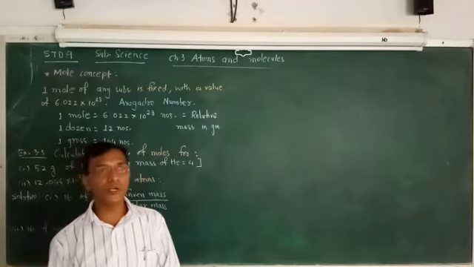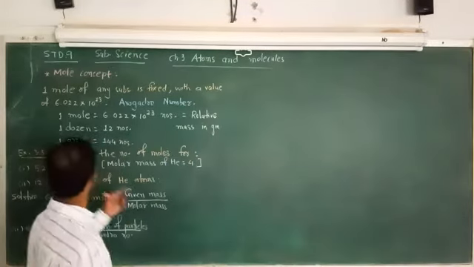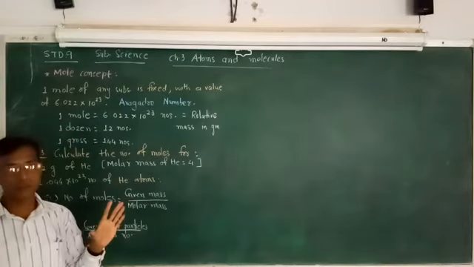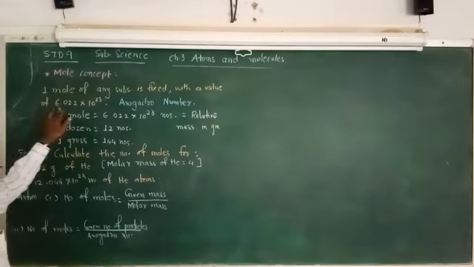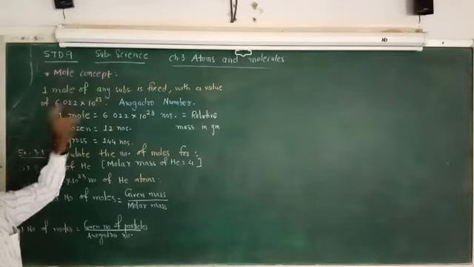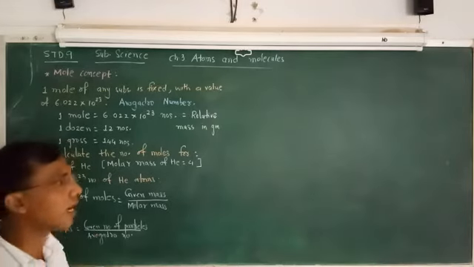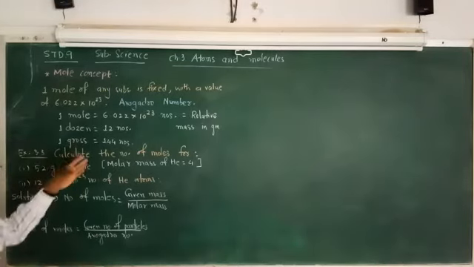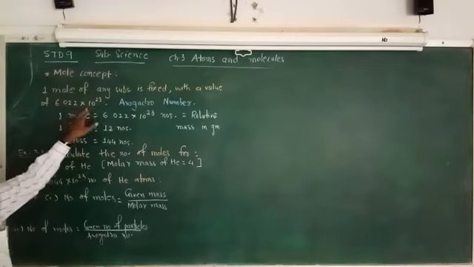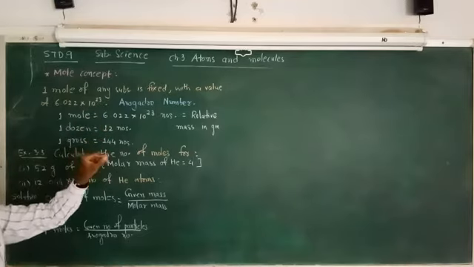One dozen is equal to 12 numbers. Like that, it is a mole. One mole of any substance, the number is fixed, with a value of 6.022 × 10^23. The Italian scientist Avogadro found this out, and from the scientist's name, it is known as Avogadro's number. This 6.022 × 10^23 is known as Avogadro's number.